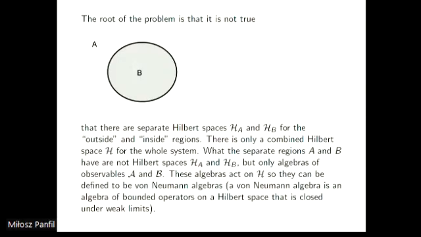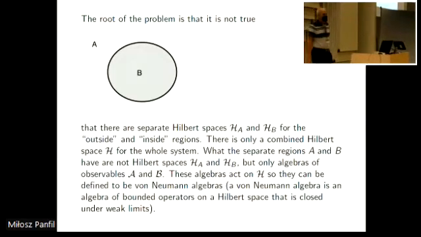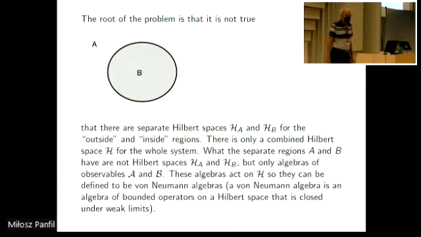The root of the problem is that it's not true in ordinary quantum field theory that there are separate Hilbert spaces, H_A and H_B, for the outside and inside regions. There's only a combined Hilbert space, curly H, for the whole system. What the separate regions A and B have are not Hilbert spaces H_A and H_B, but only algebras of observables, curly A and curly B. These algebras act on the Hilbert space of the whole system, so they can be defined to be von Neumann algebras. A von Neumann algebra is just an algebra of bounded operators in Hilbert space that's closed under weak limits, a natural type of limit.